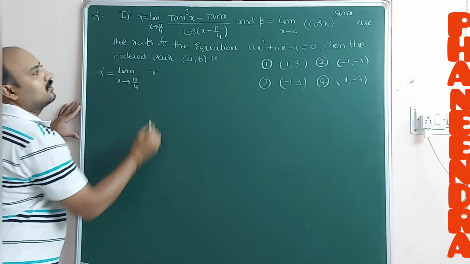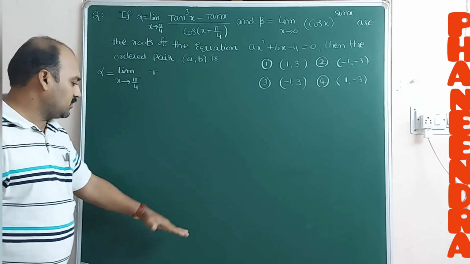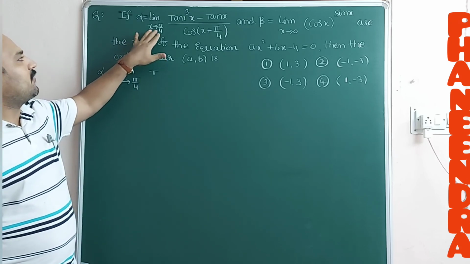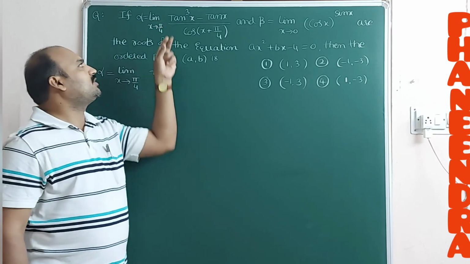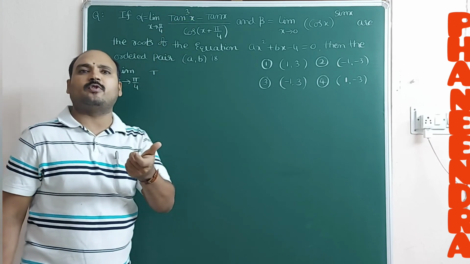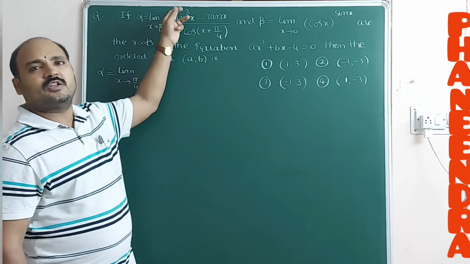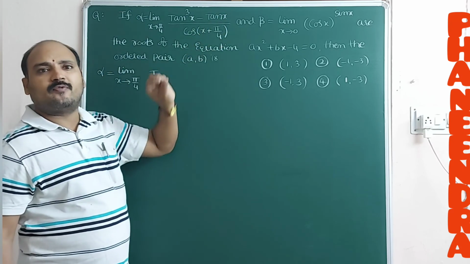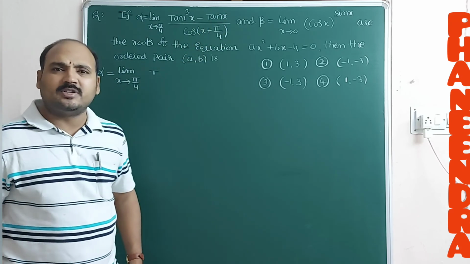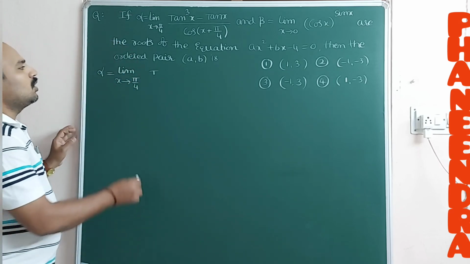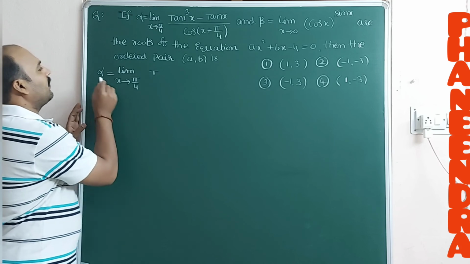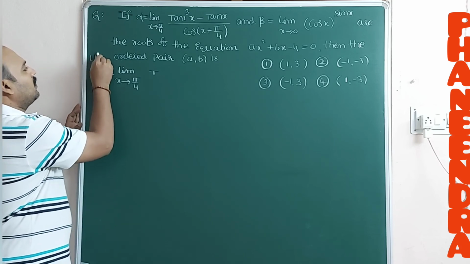Now consider alpha equal to limit x tends to pi by 4 of tan cube x minus tan x by cos of x plus pi by 4. If you substitute x equal to pi by 4, tan cube pi by 4: tan pi by 4 is 1, 1 power 3 is also 1, minus 1, 0. Cos of pi by 4 plus pi by 4 is cos 90, 0. 0 by 0 form means indeterminate form. So whenever we get indeterminate form, we apply L'Hospital rule.